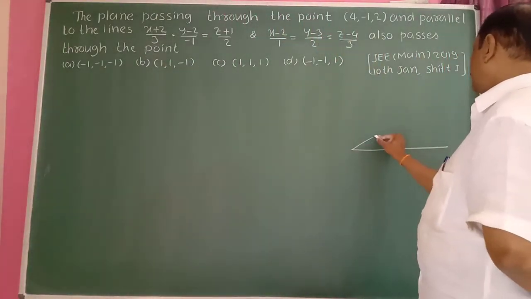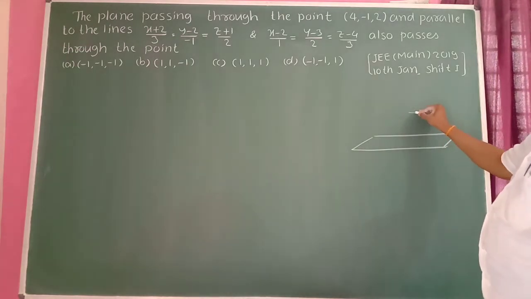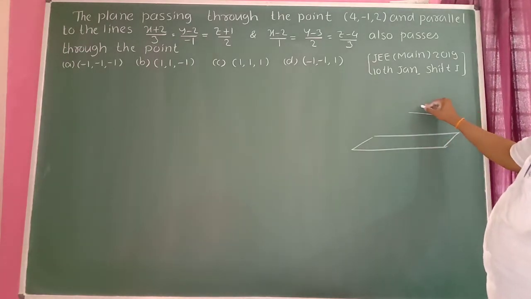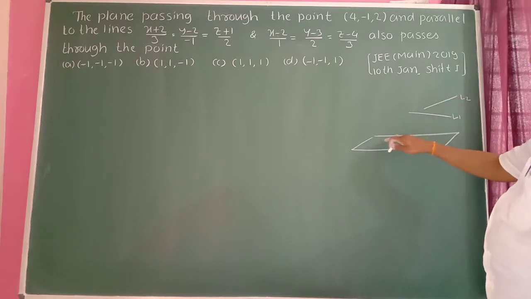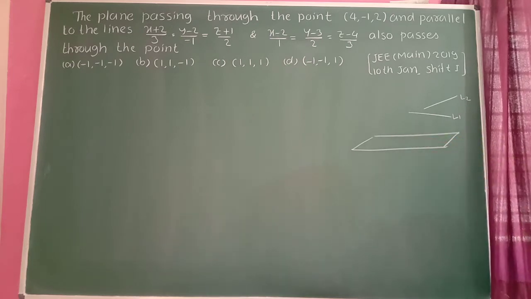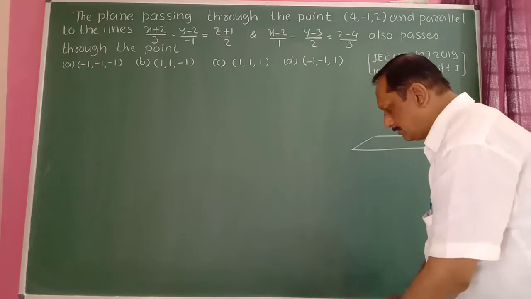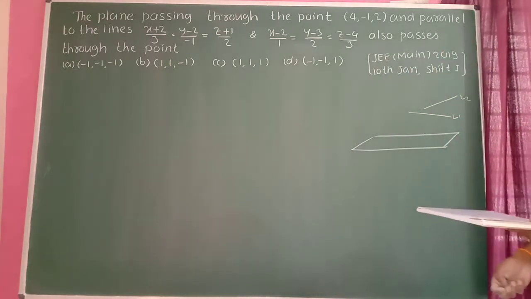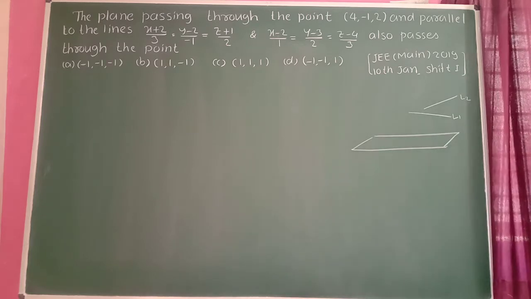Here is the plane. Then this is one line, and this is one more line. Consider L1 and L2. Both lines are parallel to this plane. Consider this plane itself. One line is like this, and both are parallel to each other.